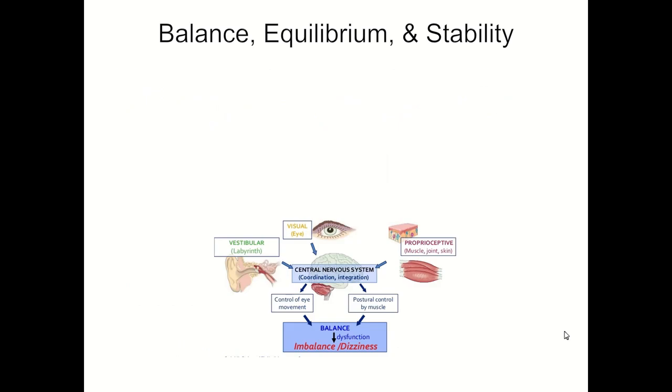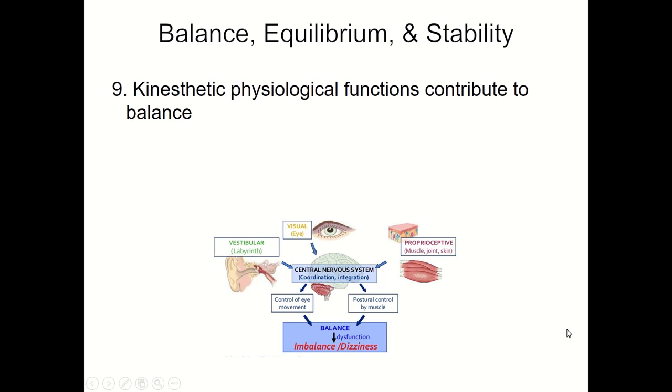Okay, in order to maintain our balance, our equilibrium, and our stability, we use what some people call the kinesthetic physiological functions. I just call them the input sensors. These, of course, are proprioceptive input from the muscle, the joint, and the skin, which you learned about in your neurological considerations lectures. We use visual input from the eye, vestibular input that is in the ear. We use our central nervous system where all of these things are coordinated and integrated to control our eye movements, to control the postural control of the muscle, and that allows us to have balance.